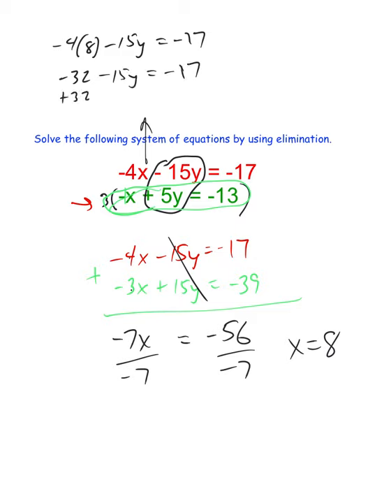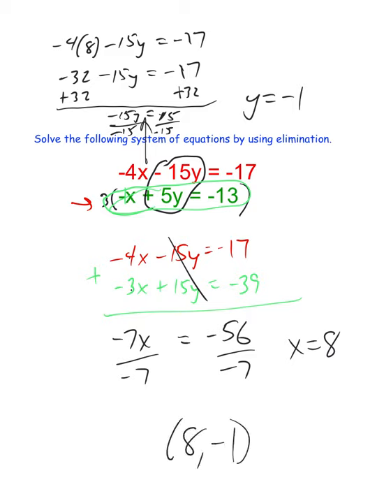I'm going to add 32 to both sides. And look how nicely this works out. We end up with negative 15y equals 15, because 32 minus 17 is 15. We divide by negative 15, so y ends up equaling, again, this was a positive 15 over a negative 15, so that's a negative 1. So our final answer there is 8, negative 1.